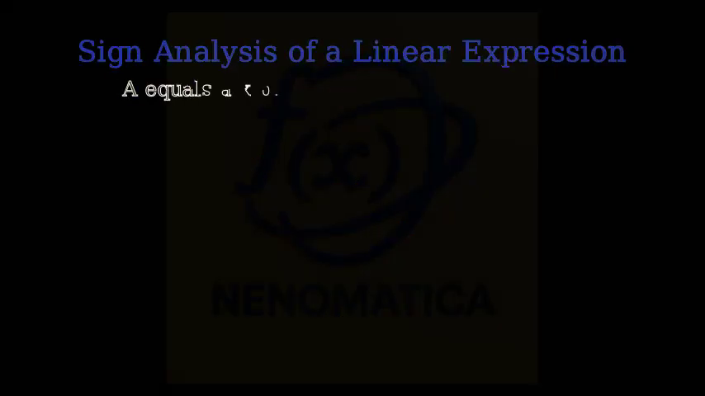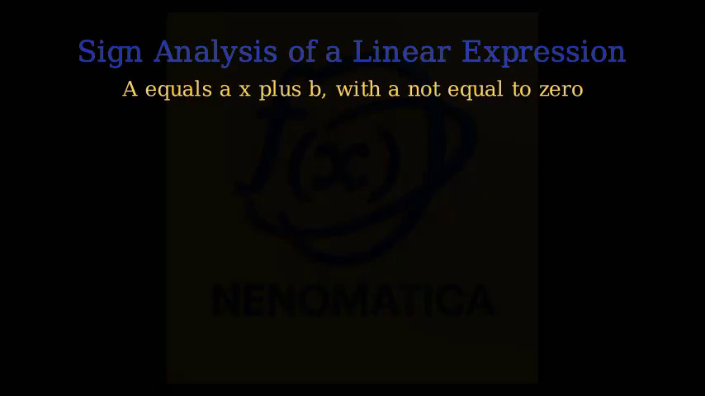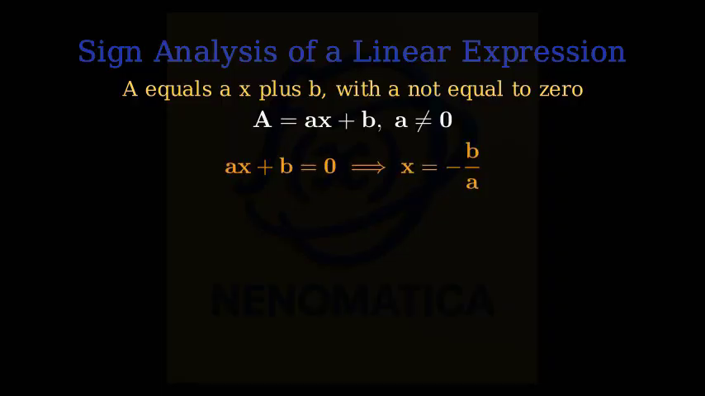In this lesson, we will analyze the sign of a first-degree expression. We will build intuition from the graph, and then work two concrete examples. A linear expression can be written as a equals ax plus b. The sign of a depends on where x sits relative to the root, which is the value of x that makes a equal 0. Solving ax plus b equals 0 gives the root x equals negative b over a.